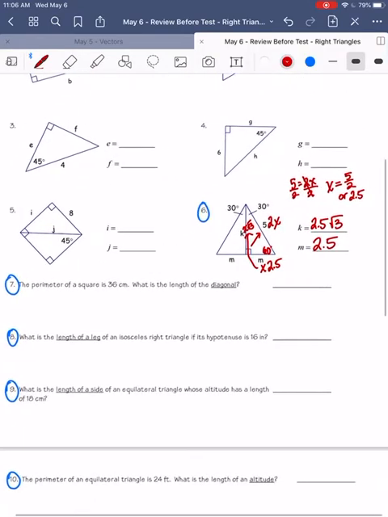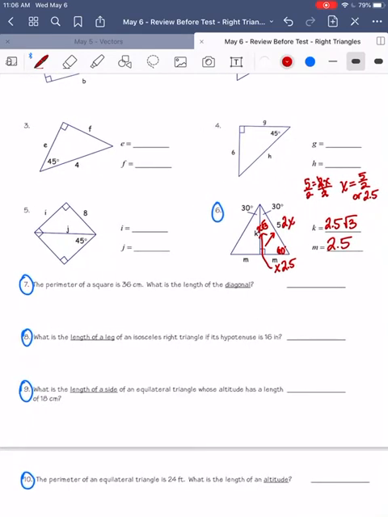Number 7 says the perimeter of a square is 36. All right, so we have a square where all sides are congruent. I'm just putting the right angles so that we know it's a square, not a rhombus. If the perimeter is 36, we have to do 36 divided by 4 to see what each side is. So that's going to be 9 for each side, because then you're going 9 plus 9 plus 9 plus 9, or 9 times 4, which gives you 36. Okay, so that helps us get started.